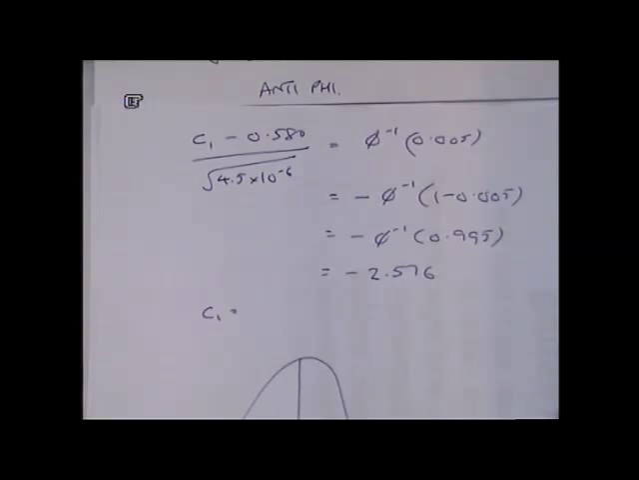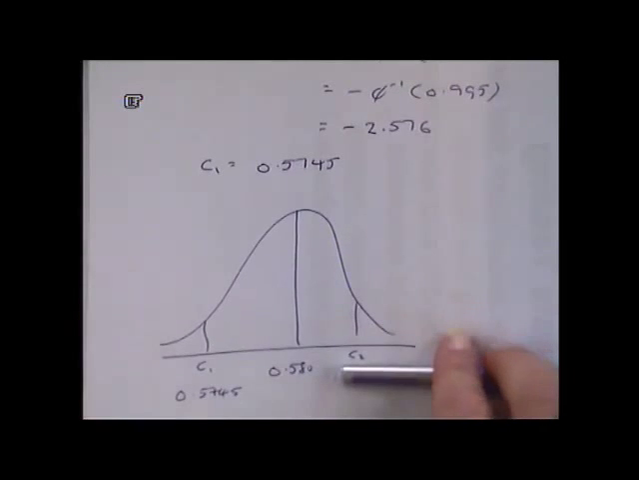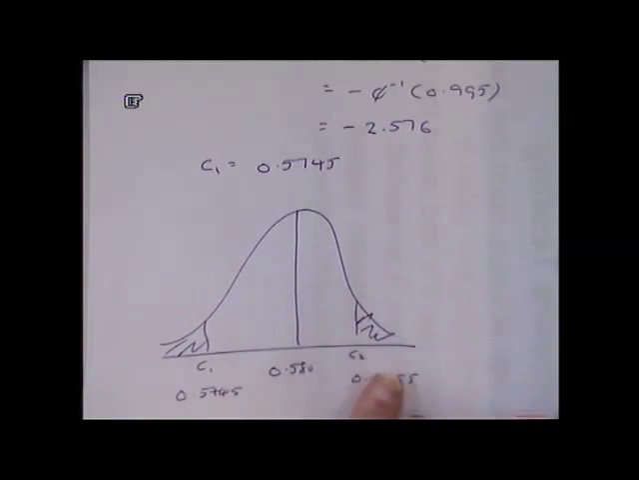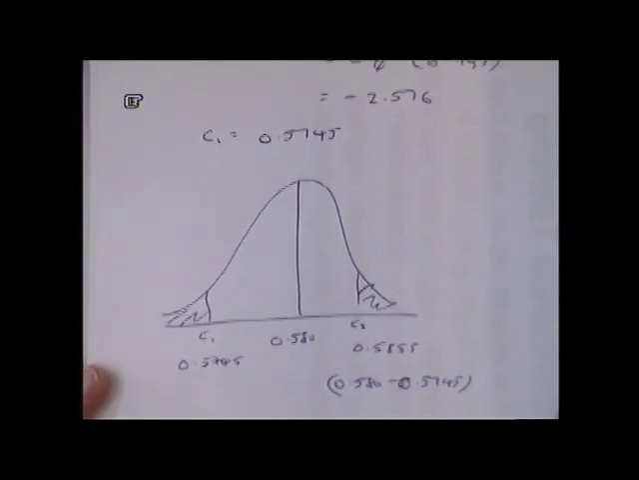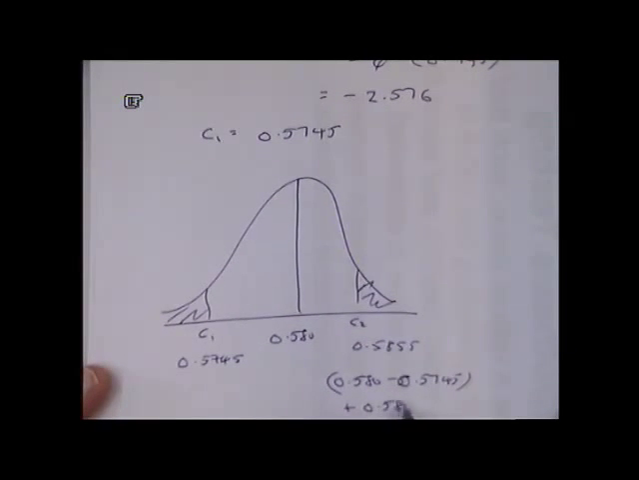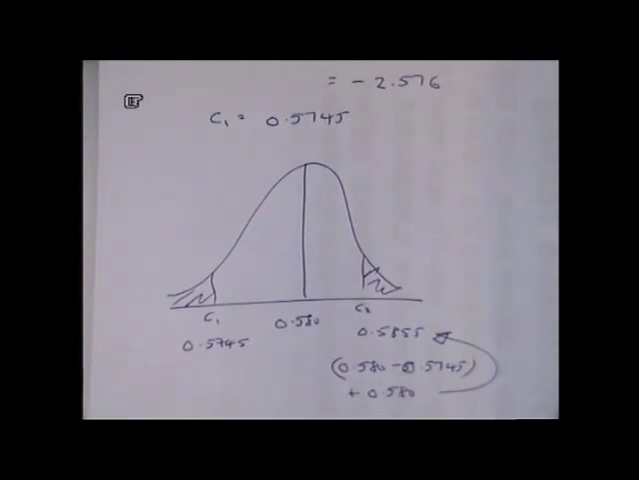Anybody got? 0.5745. Yes. Okay. So, what I've done here is just put that on my diagram. I'm going to cover that one up for a minute. We've got our two tails here. As somebody said, by symmetry, you can work out the one on the right. If you work out that gap, if you do 0.580, take away the lower one to work out that gap, and then add that on to the 0.580, you will get that value there, purely by symmetry. Okay?